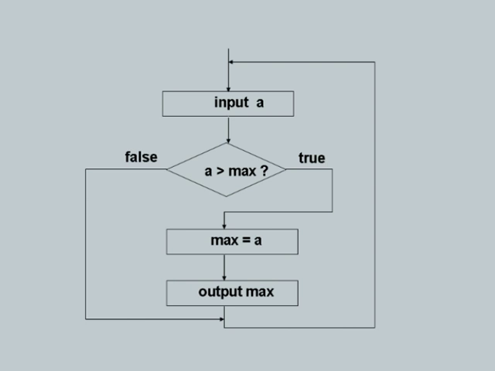First time when you come in, you will read input A. Now you have to evaluate this condition. Is A greater than max? How will the computer evaluate this condition? A has a value because I have just read a value. Does max have a value? First time it does not have a value. Subsequently it might have a value. Consequently, any iteration requires initial setting of values. You have to kickstart an iteration.